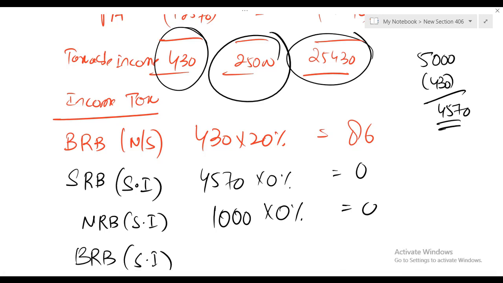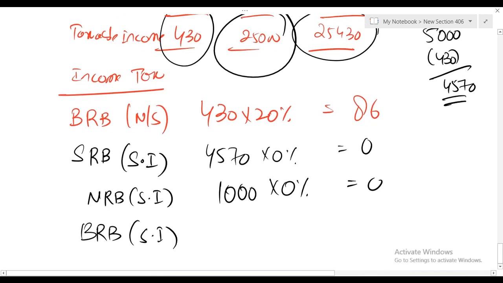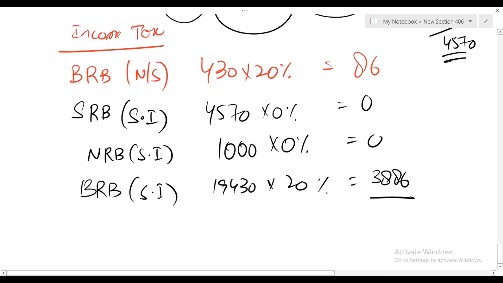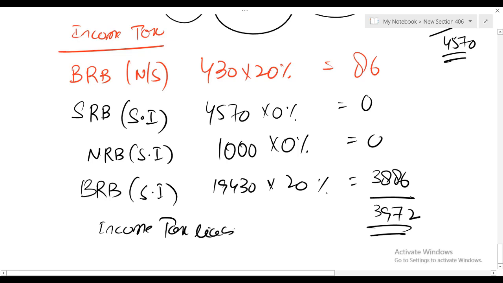So let's see. From 25,000, I need to deduct 4,570, deduct 1,000. I'm getting 19,430. Entire amount falls in basic rate band. No question of higher rate band in this question. Simply add both of them. So here comes the income tax liability, 3,972. Okay.